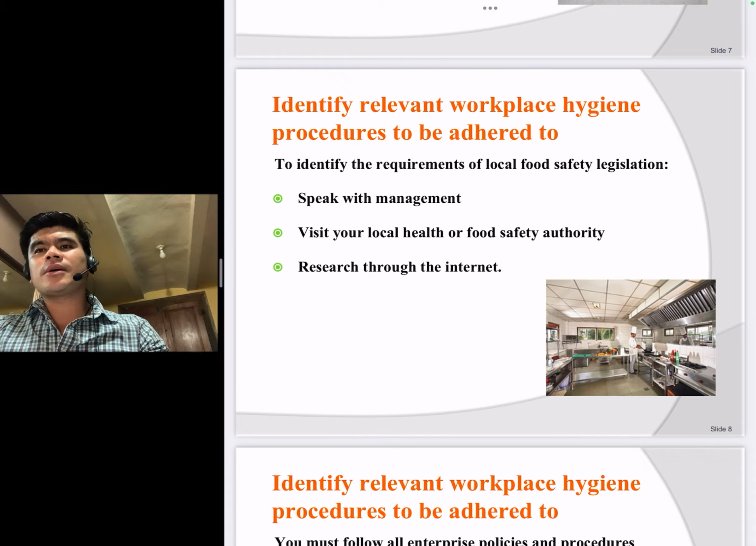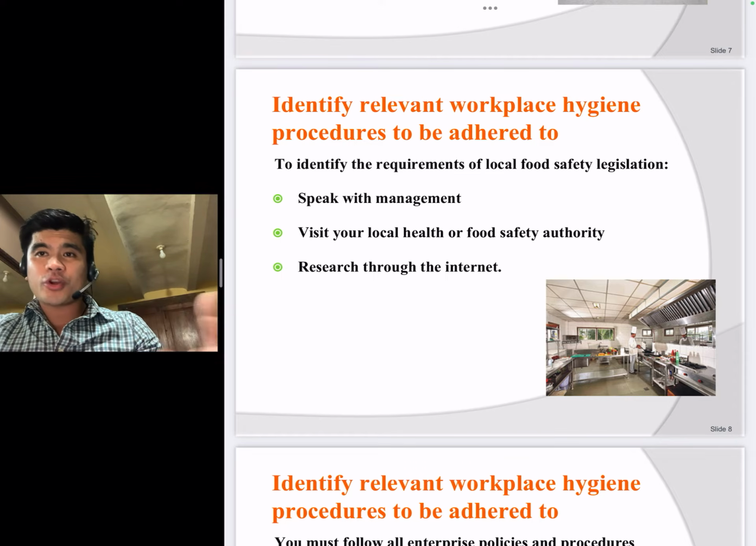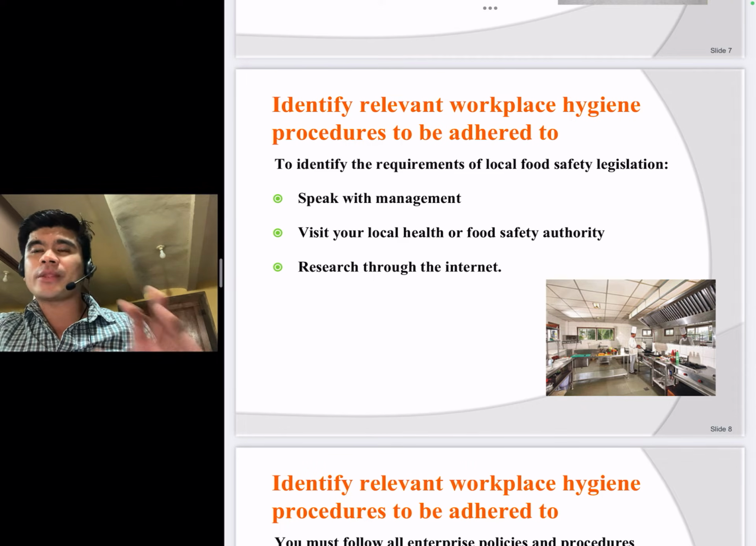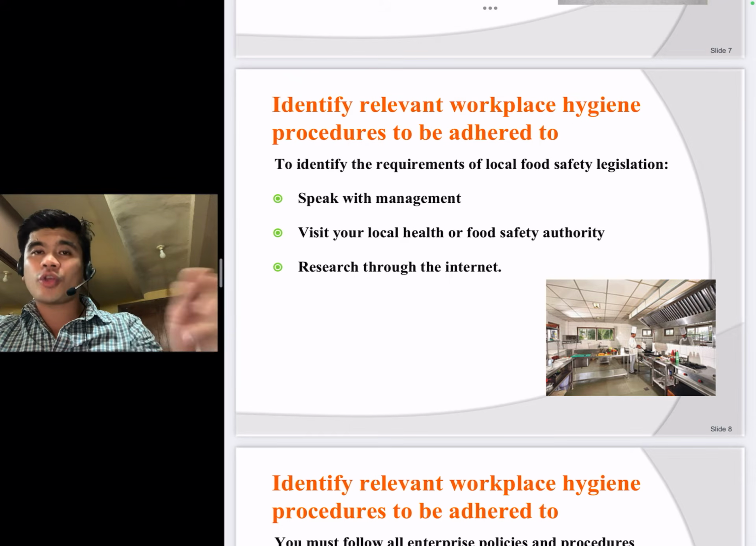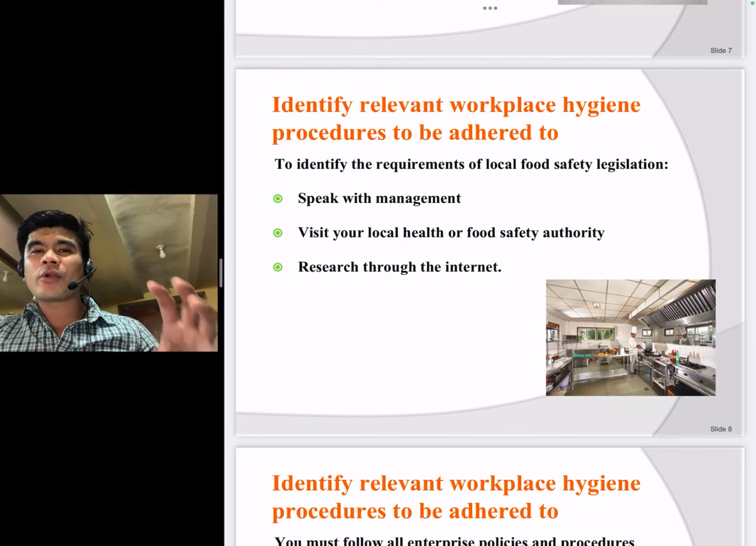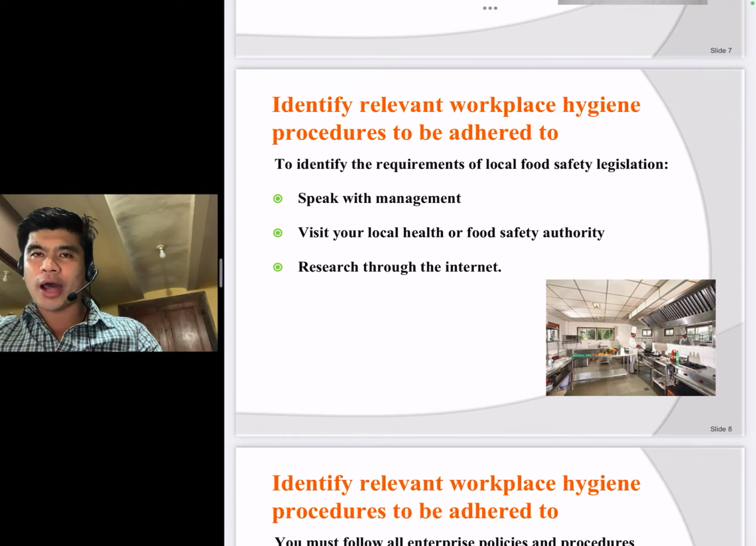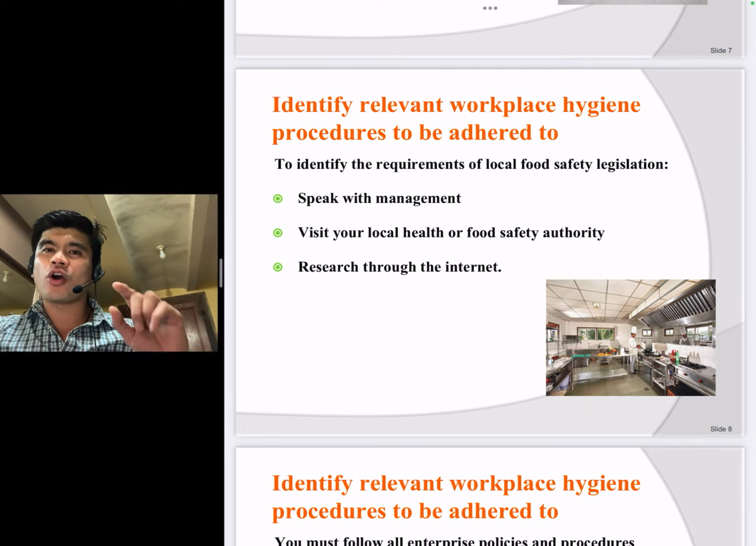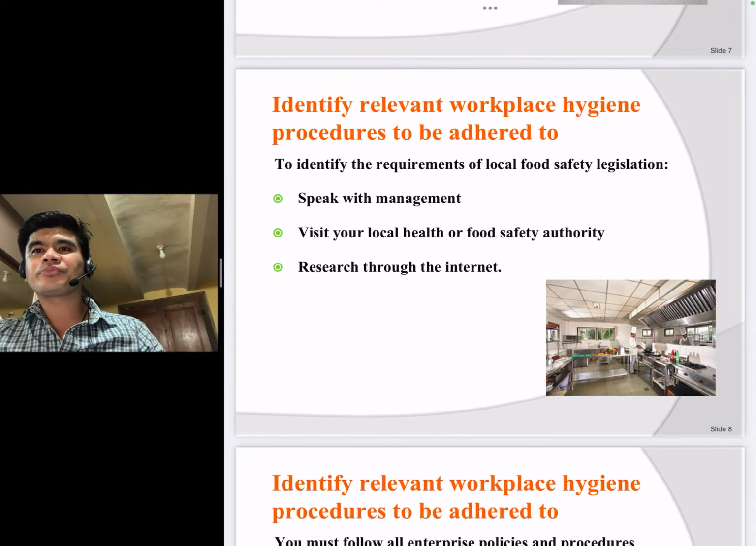Okay. Next, visit local health or food safety authority. So visiting the local health or food safety authority is basically pertaining to the owner itself. Whenever you are the owner of the company, then you must be able to visit the local health authority for you to get the list of the requirements that you have to follow and apply on your establishment.